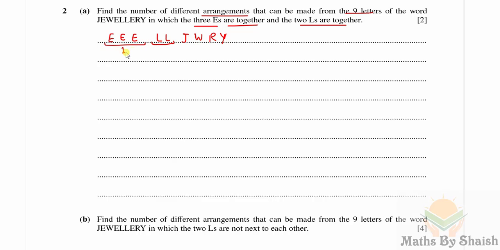So there are going to be 1, 2, 3, 4, 5, 6 items. The number of different arrangements means we simply arrange these letters, collecting 3 E's as 1 and collecting 2 L's as 1. So it becomes 6 factorial only. And here we are not going to divide by 3 factorial into 2 factorial, because these 3 E's are the same.